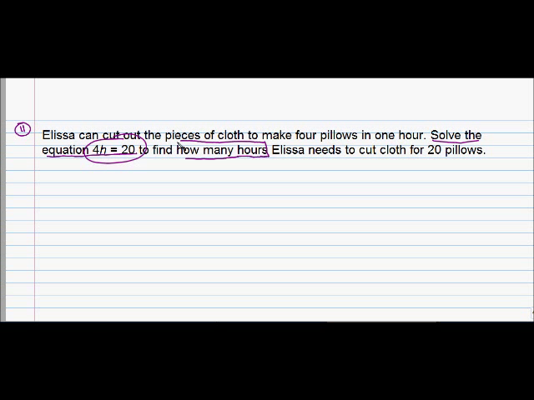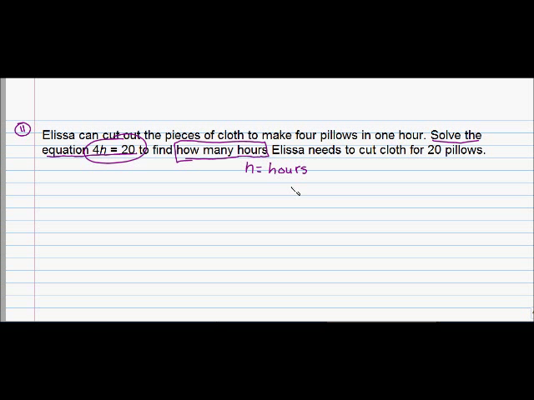So now we're starting to see our variables stand for something. I didn't do this on the last one, I'm doing this on this one. Your H stands for the number of hours. So we're actually looking for the number of hours it takes.